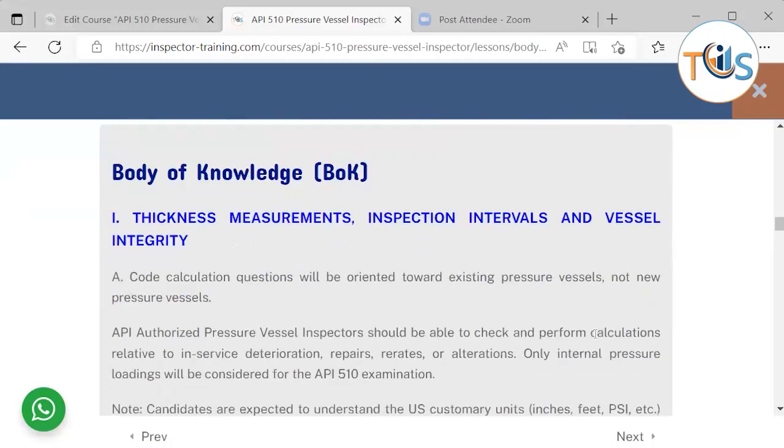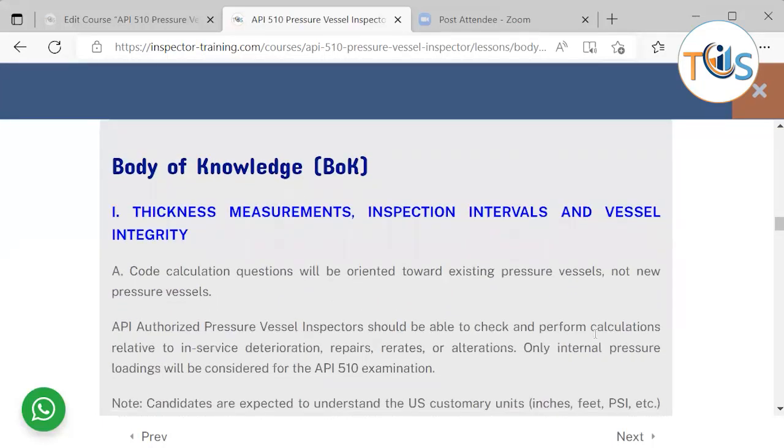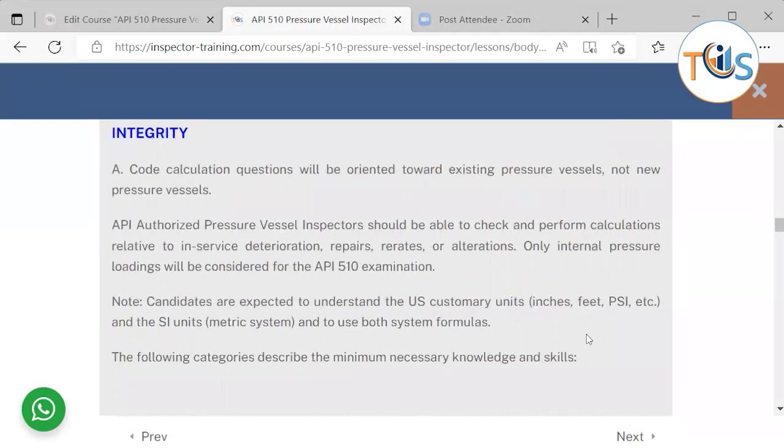Okay. Now, if you go to the body of knowledge, this is what API says an API inspector is expected to know, and that's what you are going to be tested against. So you should be able to do thickness measurement, inspection interval, and you should know about vessel integrity, right? Some units, remember, are in SI units, and some are US customary units, inches, feet, PSI, etc. So you should be able to use both systems.